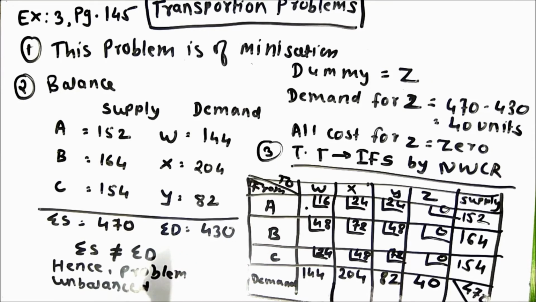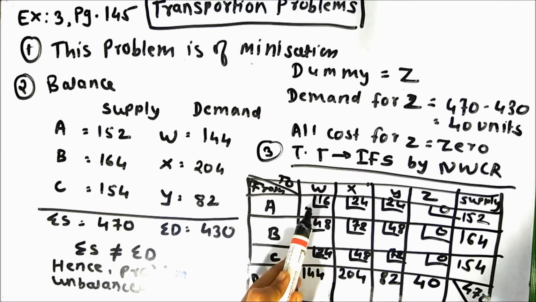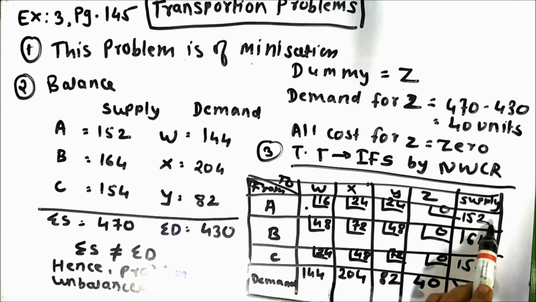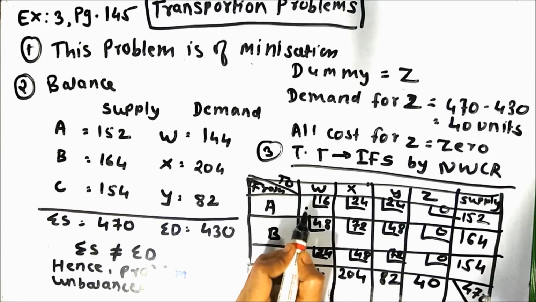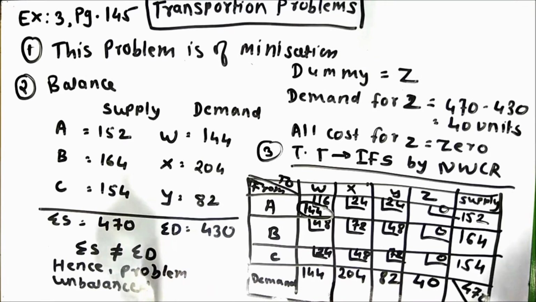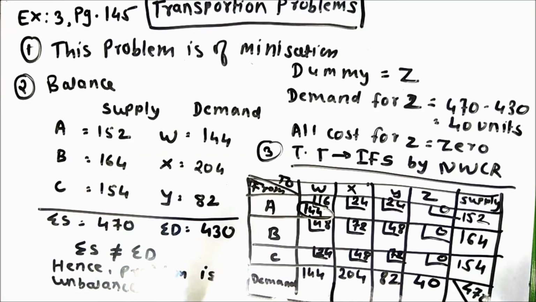Again, the allocation rule says from demand and supply, whichever is lesser. So for the AW cell, we have to check the demand side and supply side. For AW, my demand is 144 and supply is 152. The lesser one is 144. So we'll be writing 144 here, and the allocation we write in the circle. So I have written 144 in the AW cell.